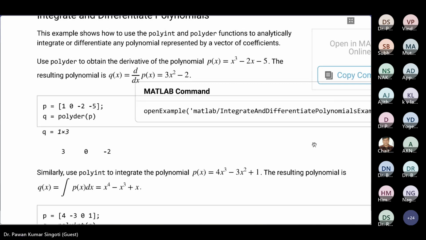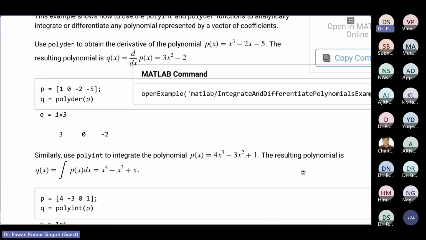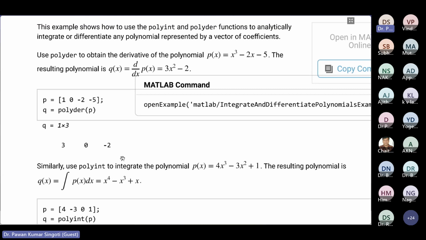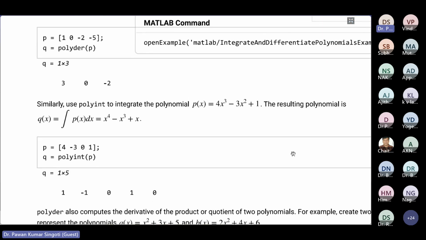This is the differentiation. What you get is 3, 0, minus 2: 3 for x square, x is not available so 0, and minus 2. So this is the simple differentiation of this polynomial equation. You can see the order of the equation is reduced: here it is showing 4 coefficients, and here only 3 coefficients. Now I am showing you again for integration.